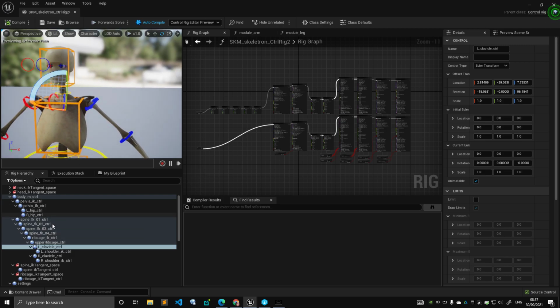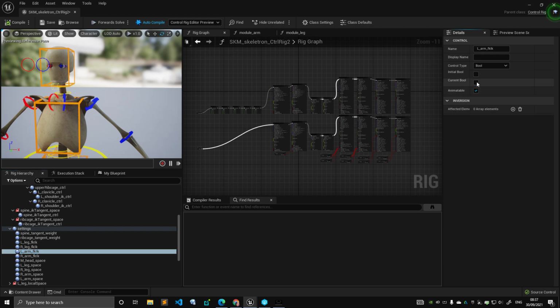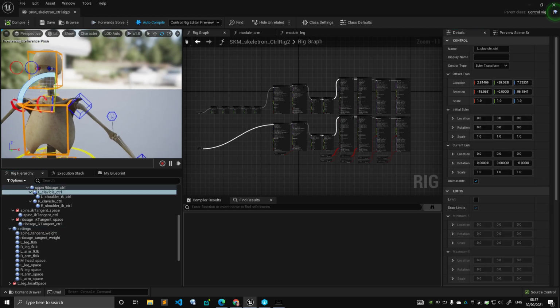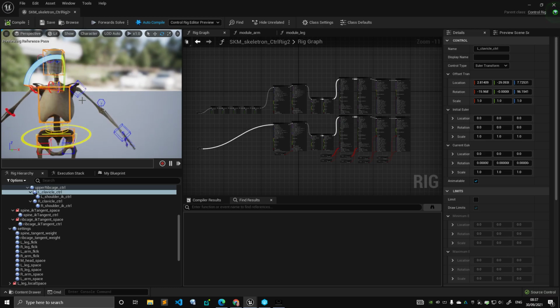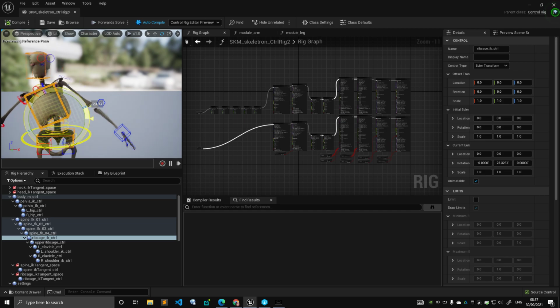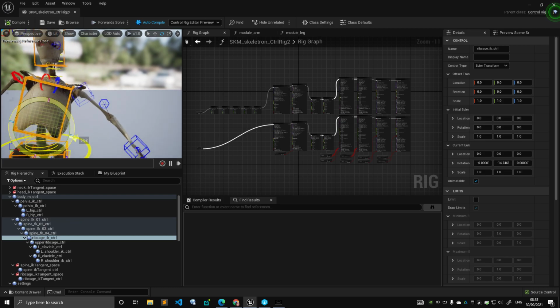If I switch the arm in IK, this is the behavior that you get, which is basically locking the wrist there, and everything moves accordingly.